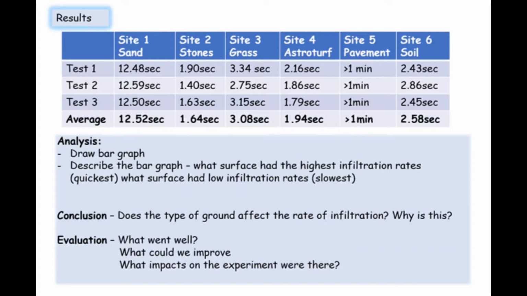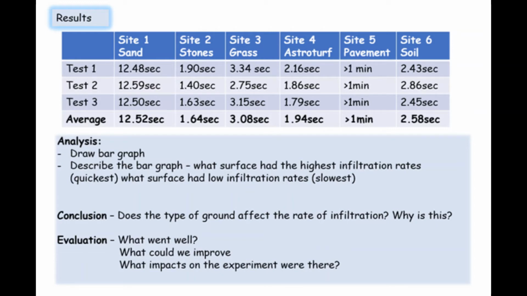Does the type of ground affect the rate of infiltration? Well, I would say yes, definitely. But why? So concrete is an impermeable surface, therefore no infiltration took place, whereas stones had a high infiltration rate, meaning the area was very permeable. Then finally, we can move on to our evaluation.